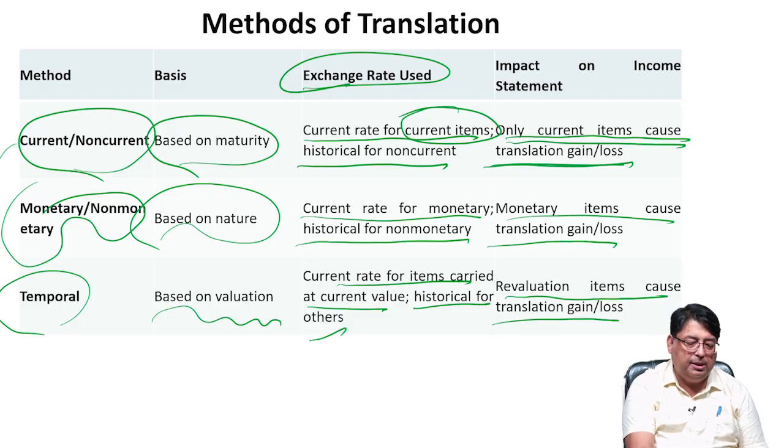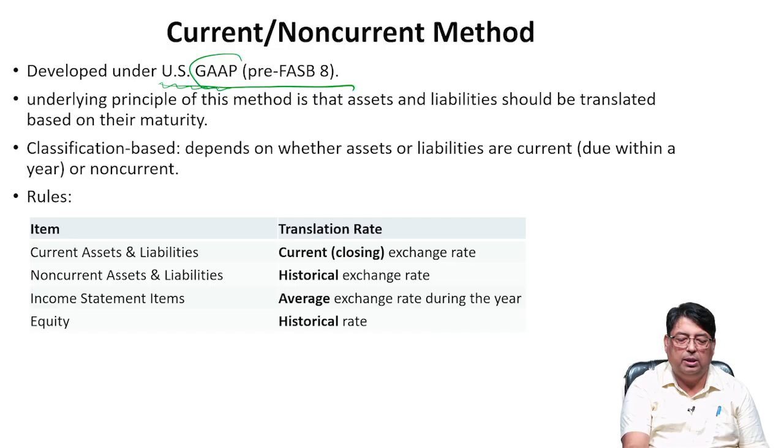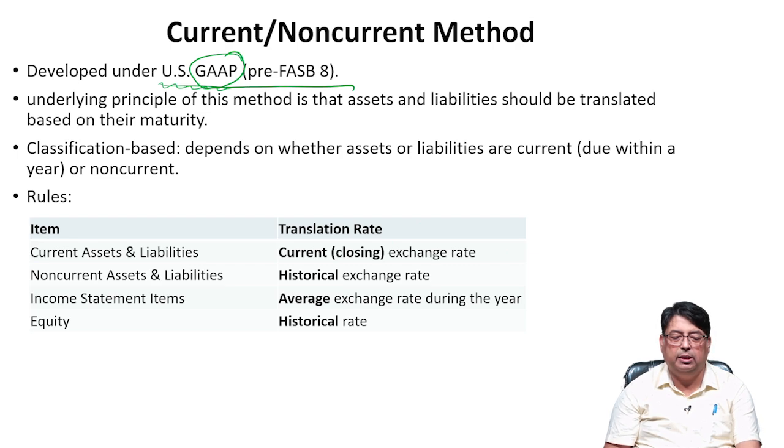So, these are certain methods through which the items of the balance sheet and income statement of the subsidiary are translated to the balance sheet and income statement of the parent company. Let us see the current and non-current method in detail. It was developed under US GAAP, generally accepted accounting principles, pre FASB 8. Now, what is this FASB? It is the Financial Accounting Standards Board, which is an independent private sector, not-for-profit organization based in the US.